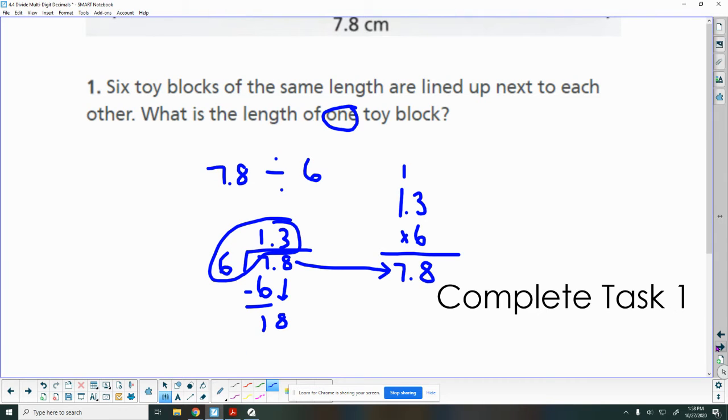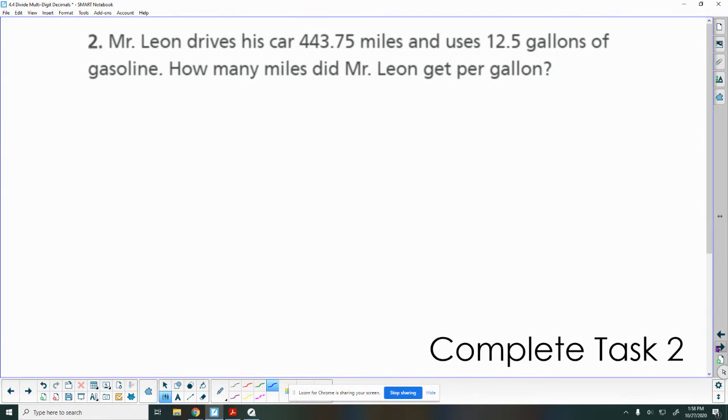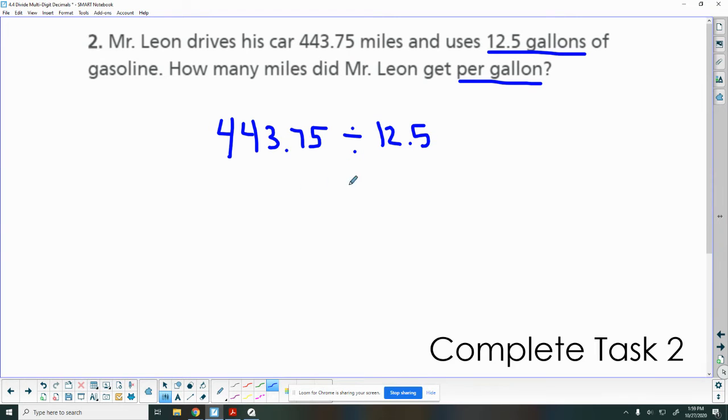So task 2 tells us that Mr. Leon drives his car 443.75 miles and uses 12.5 gallons of gasoline. How many miles can Mr. Leon get per gallon? So that means I'm dividing by the gallons. This is second. So I have 443.75, and we're dividing this by 12.5. So I can see we're going to be dividing by this 0.5.